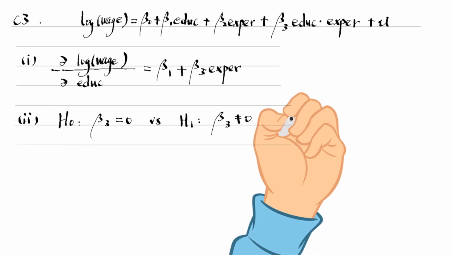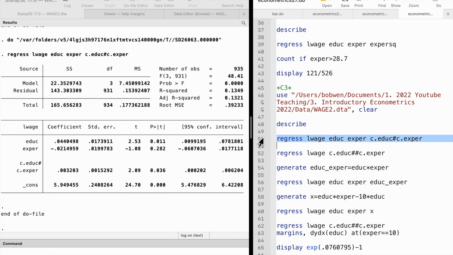In part 3, we run the regression with the interaction term between education and experience. In Stata, we use a single hashtag between two variables to create an interaction term, and two hashtags to create the level terms and the interaction term. So we can type regress log wage education experience hashtag experience, or regress log wage education double hashtags experience.